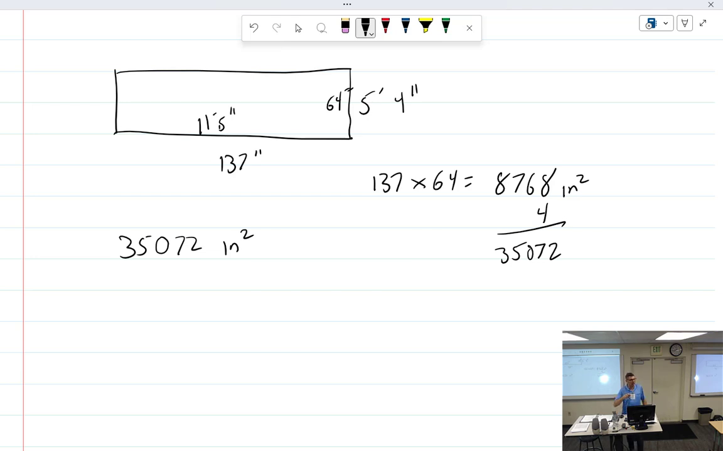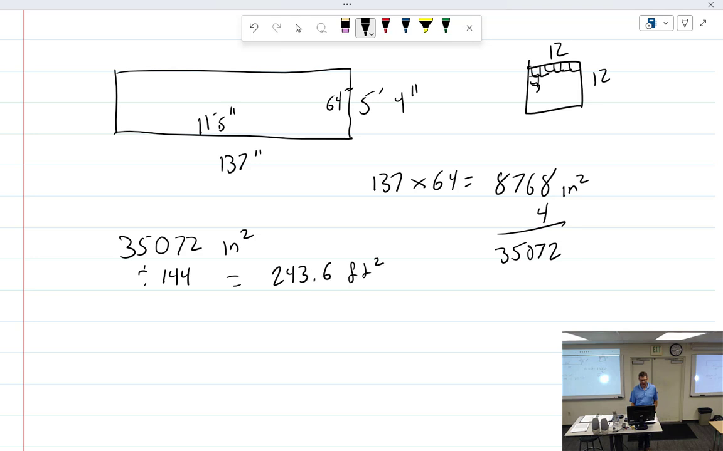Well, everybody knows there's 12 inches to a foot, right? So divide by 12? No. Divide by 144. Why would I do 144? Square inches. Because a square inch is 12 inches by 12 inches. There are 144 of these little squares in there. There's 12 up, 12 down, that's 144. So if I want to convert that to square feet, I would have to divide by 144, which equals 243.6 square feet.